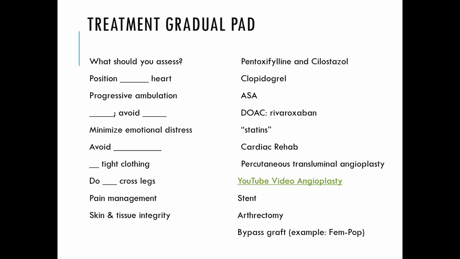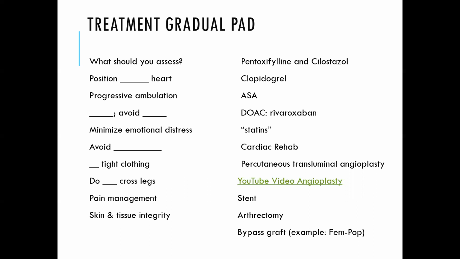Treatment. Treatment of gradual PAD. What should you assess? Well, you should assess for all those signs and symptoms we talked about earlier, right? We need to make sure we're assessing pulses and comparing them bilaterally. We may have to use a Doppler for them. Positioning, we want to position the limb lower than the heart, dependently. Progressive ambulation is important for these clients. It promotes blood flow and it builds collateral circulation.